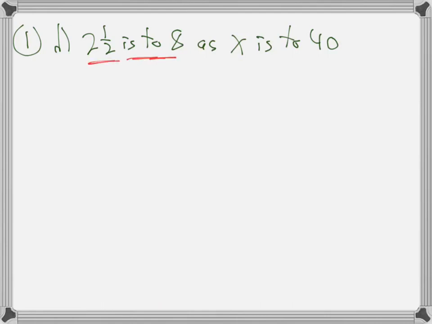This talk, 2.5 is to 8. That means like a fraction, huh? Like that, as x is to 40. Does that make sense? That they're just giving you verbiage for a couple equal fractions, aren't they? 2.5 is to 8 as x is to 40 just means two equal fractions, a ratio. All right, and then you know how to solve that.